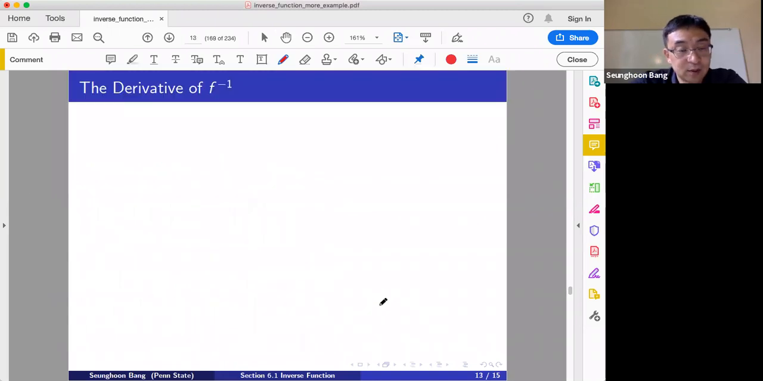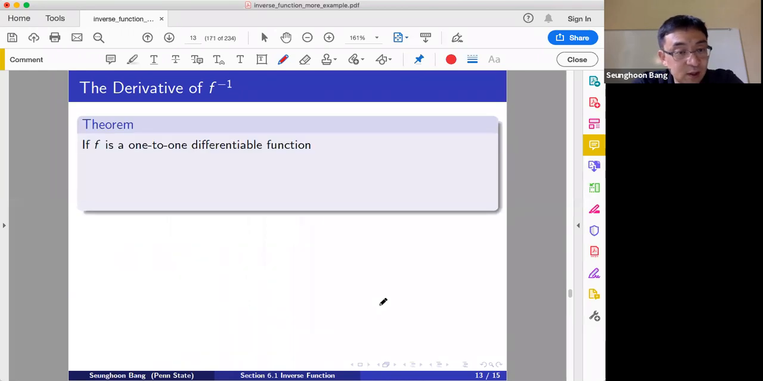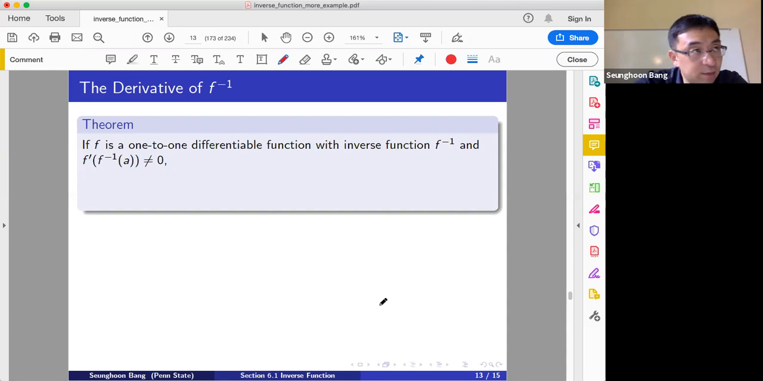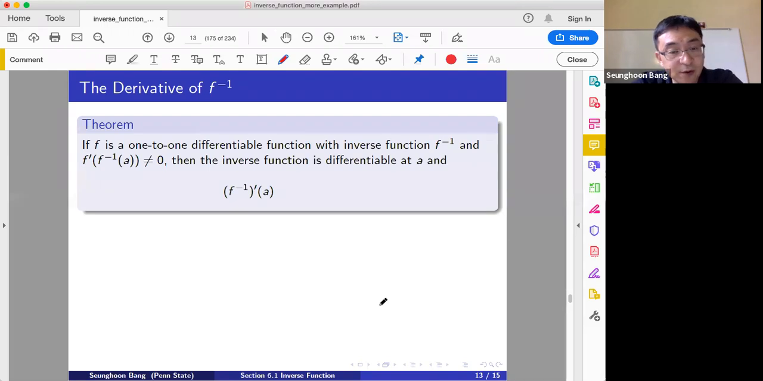So next, the last one. How can you find the derivative of the inverse function, the inverse of f? We can use one theorem. If f is a one-to-one differentiable function with the inverse function, and f prime of the inverse of f of a is not equal to 0, then the inverse function is differentiable at a. The derivative of the inverse of f at a is 1 over f prime of the inverse of f of a.